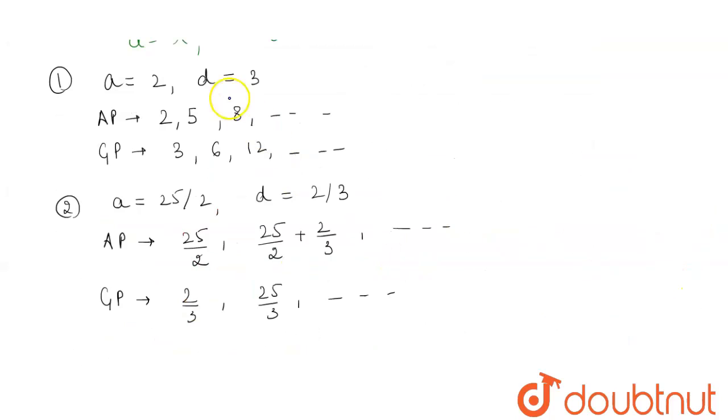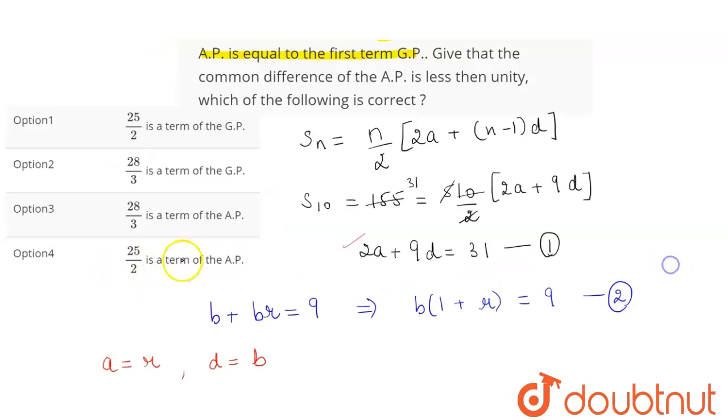So we check the values that we found. This will never come out to be in fractions. But here, if we see, this term 25/2 is in the AP. So option D will be the required answer.